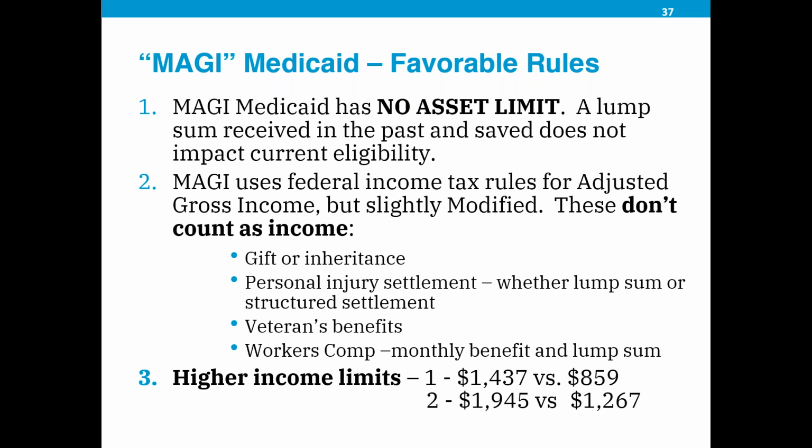The other thing is there's higher income limits. For income that does count, compare for a single person, you're allowed to have 1,437 a month in income. That's 138% of the poverty line. Compare that to only 859 countable income for Medicaid for the older adult and disabled population. And couples the same. So you can see there's quite a big difference in income.